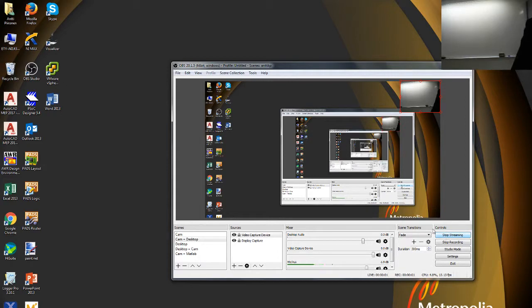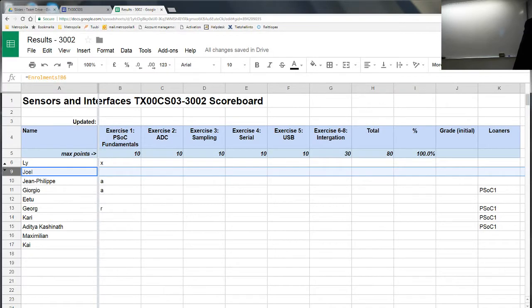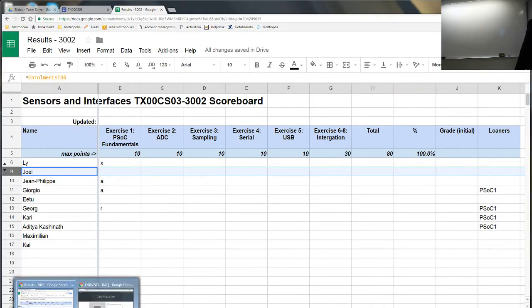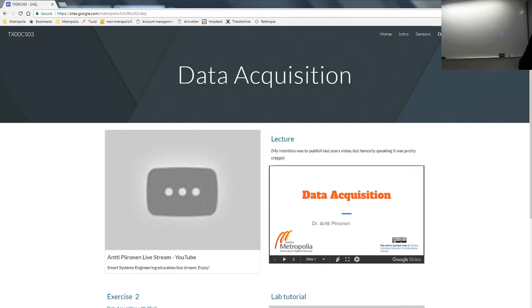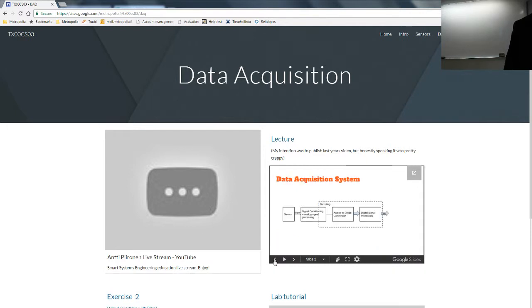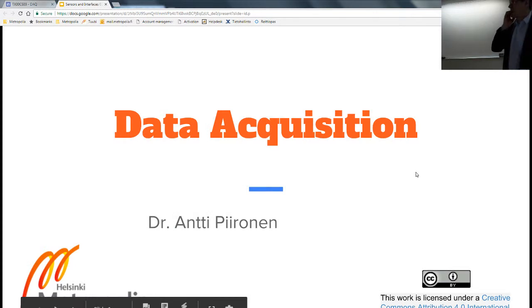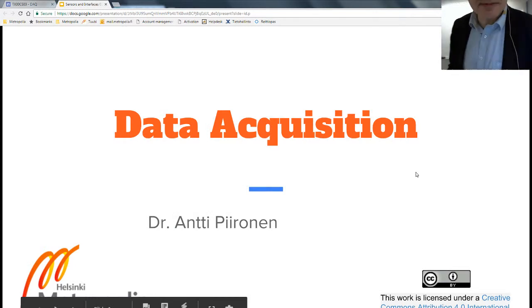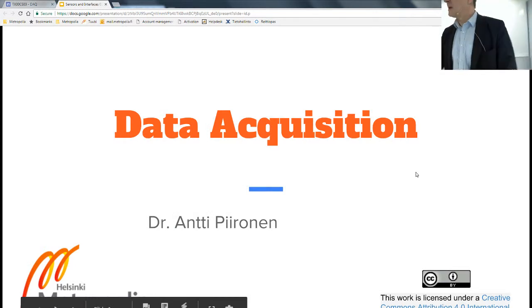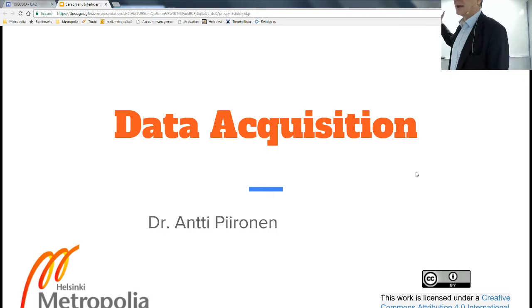So let me start today's session, which is about data acquisition. Data acquisition, that's today's topic. And basically what I'm going to do, I'm going to go through the slides, but actually I'm using whiteboard.